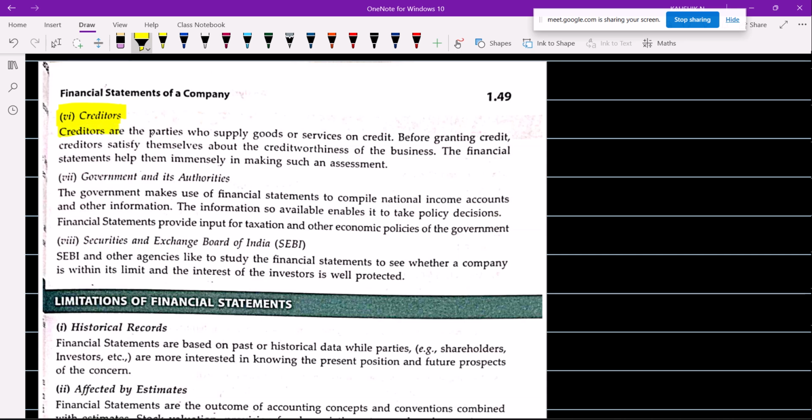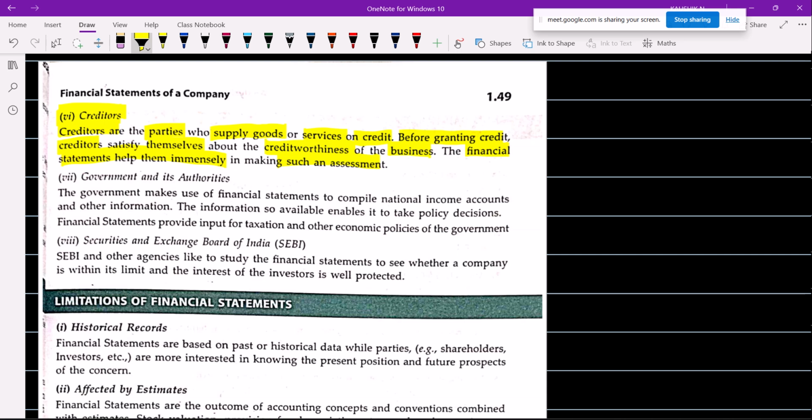Creditors are the parties who supply goods or services on credit. Before granting credit, creditors satisfy themselves about the creditworthiness of the business. The financial statements help them immensely in making such an assessment.